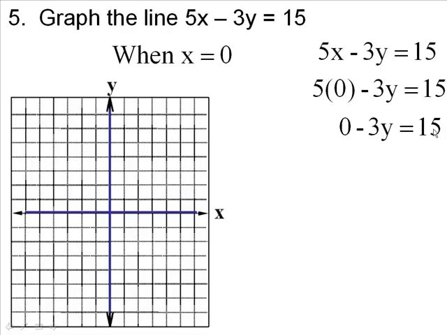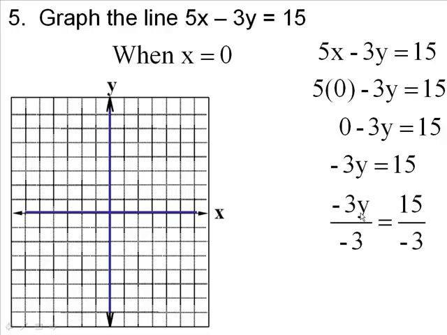0 minus 3y is 15. So negative 3y is 15. Dividing both sides of the equation by minus 3, we're going to get y on the left side equals 15 divided by minus 3, which is minus 5. So now let's look at the point. We have 0, minus 5 is my point. That goes 1, 2, 3, 4, 5. It's right here is the point. For 0, minus 5, we'll label that.